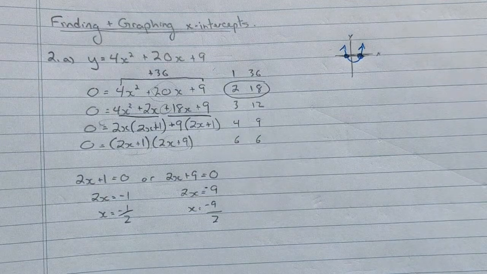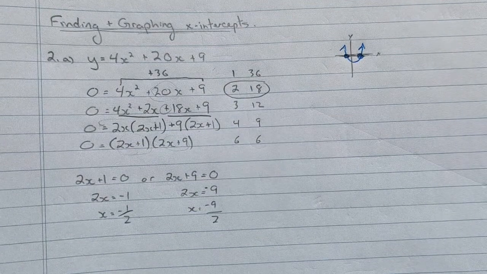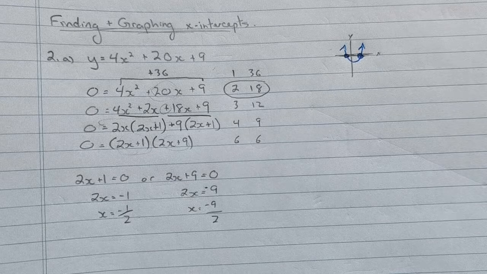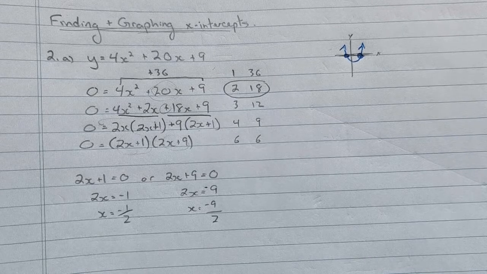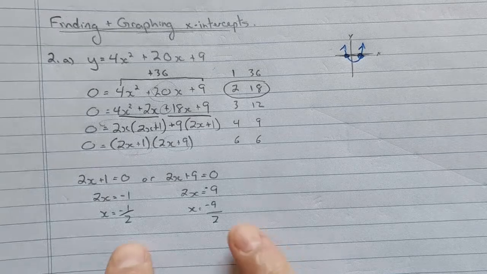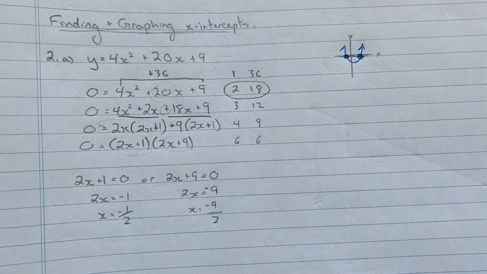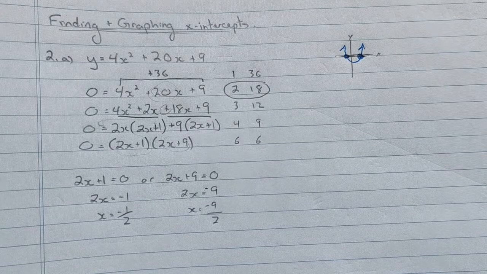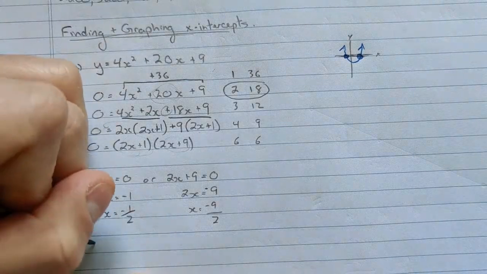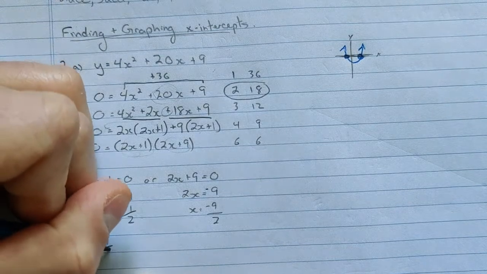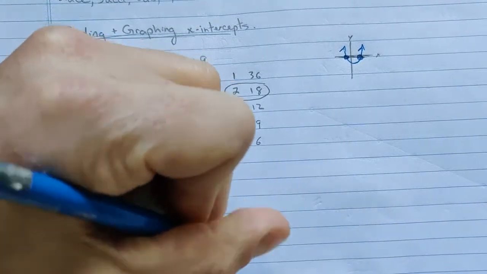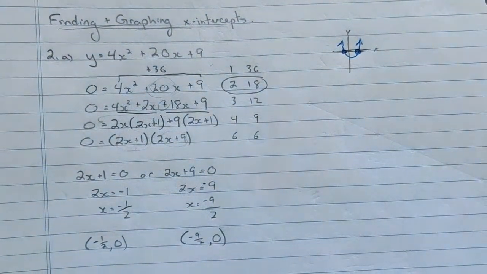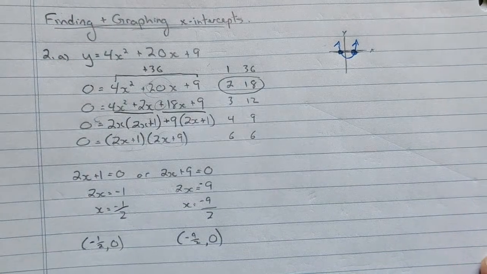So those right there work out to be our two values, either negative 1/2 or negative 9 over 2. Those are our zeros, and so those will be the x values where the graph crosses the x-axis. So these are each of our x-intercepts. So you have negative 1/2 and 0, and negative 9 over 2 and 0 as your values.